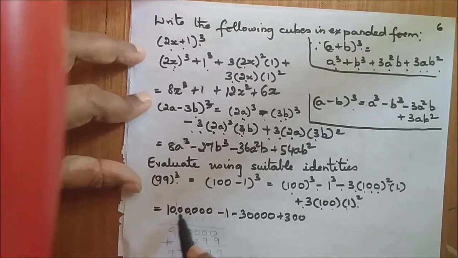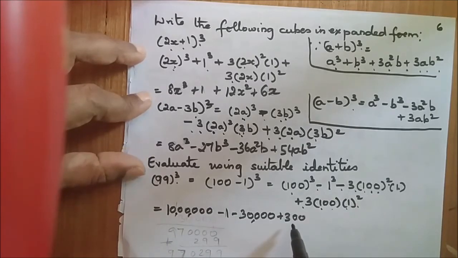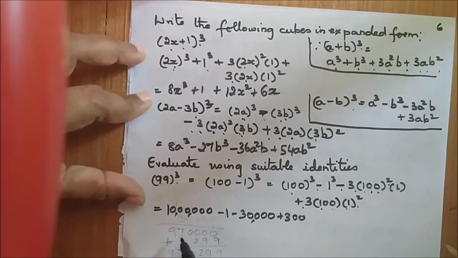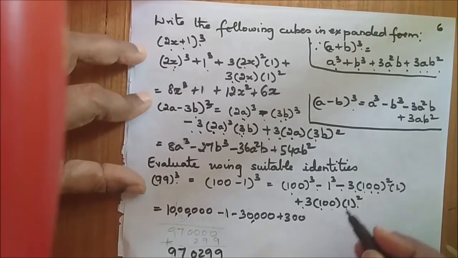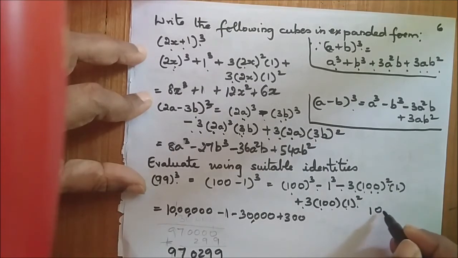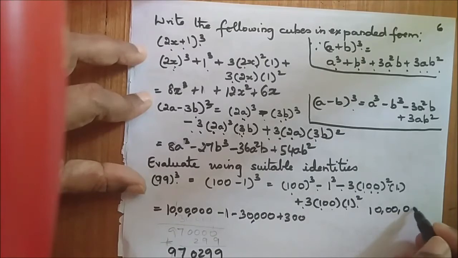So if I add this number, that is 10 lakhs with 30,000, I add them both, then I add 300 and subtract 1, I get 970,299. I hope you get. So first if I add, wait 1 minute, we'll add it. I'll just show how we add it.